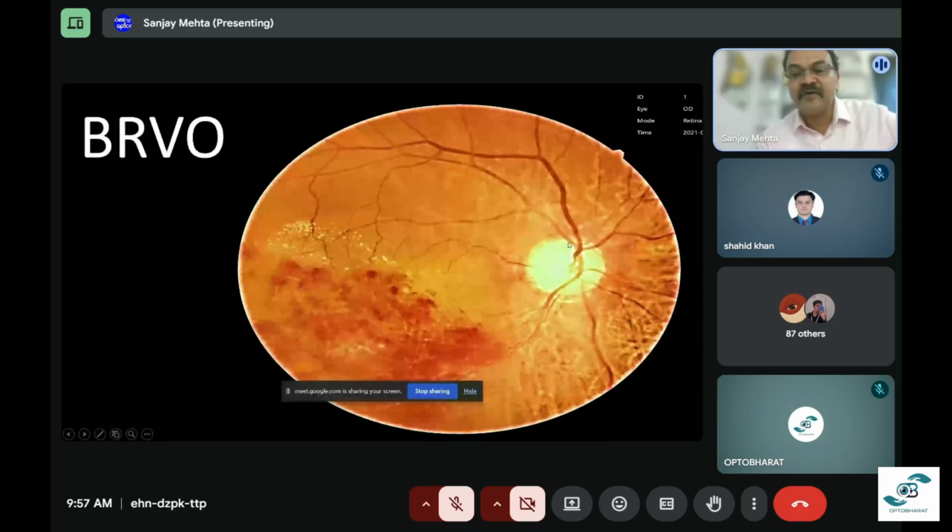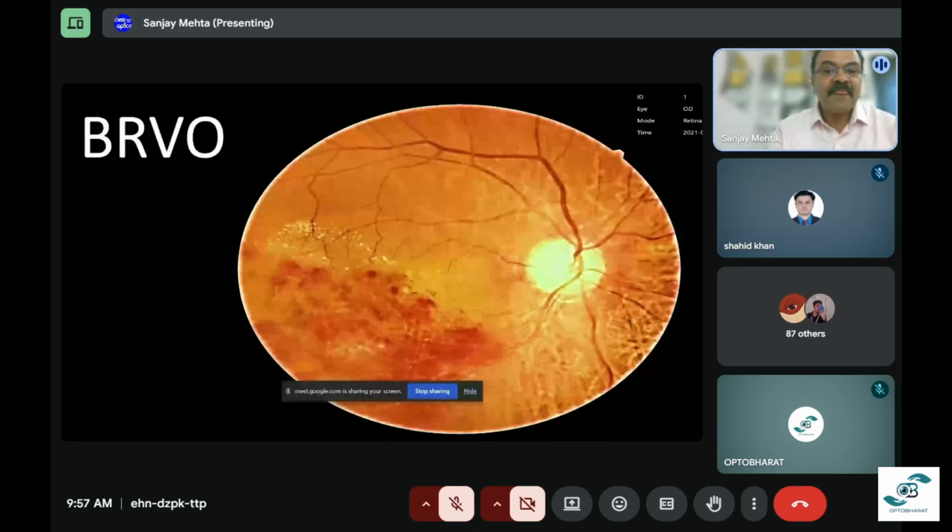One thing you should always see is the artery and vein ratio. I'll show you one more picture wherein you will come to know the artery and vein ratio. Generally, it is 2 to 3. In certain conditions, I'll tell you about it, it will reduce.